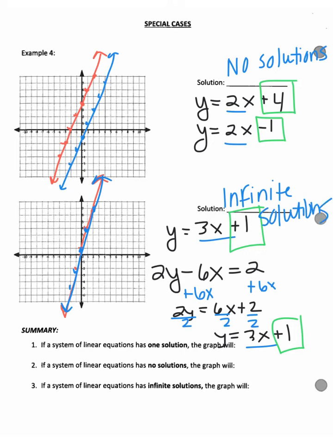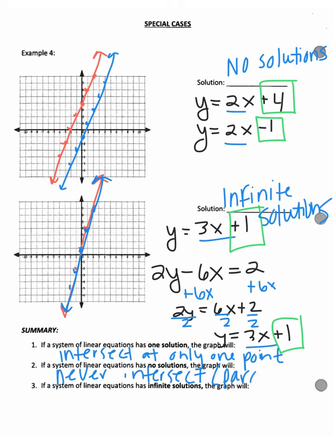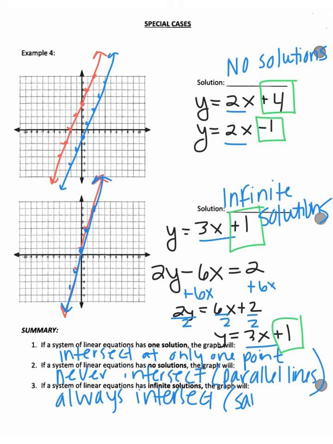So in conclusion, if a system of equations has one solution, the graph will intersect at only one point. If it has no solutions, it will never intersect, or the lines will be parallel. And if there's infinite solutions, the two lines will always intersect. Or it's essentially the same exact line.